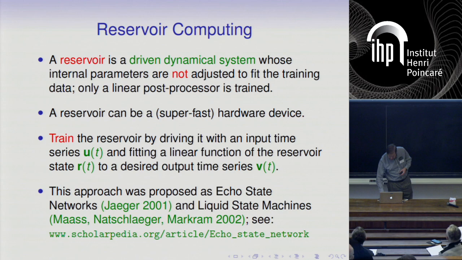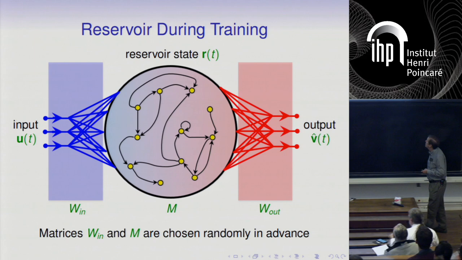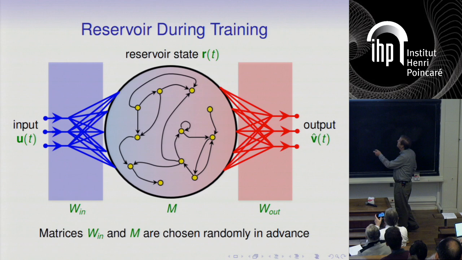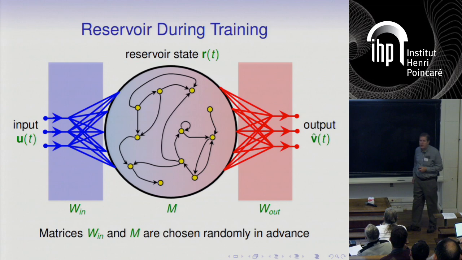Here's a cartoon of what's going on during the training. The input is coming in from the left. There are some parameters here, W in, that have to do with mapping the input space to the reservoir state space. M represents internal parameters of the reservoir dynamics. W out represents this linear output layer I was talking about. And again, it's only the parameters containing this matrix W out that we fit to the training data. The other parameters are chosen in advance, before we see the training data.